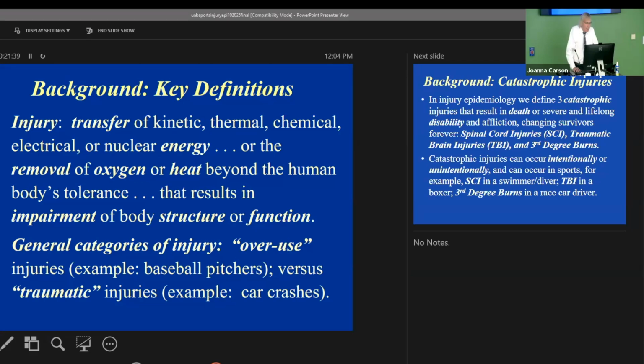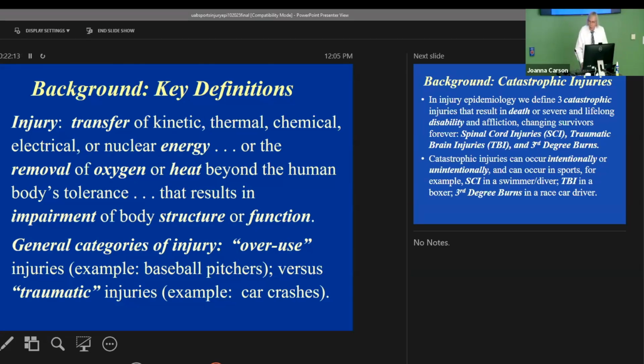Any of those things happen and it impairs body structure or function, and that's what we mean by injury and injury death. In general, doing injury research, we categorize most injuries in one of these two categories. Overuse injuries, like baseball pitchers, and one of my topics for today is of course baseball players. Overuse injuries, you're using the same muscles, the same motions time and time again. Running would be an example if you run every day or often.